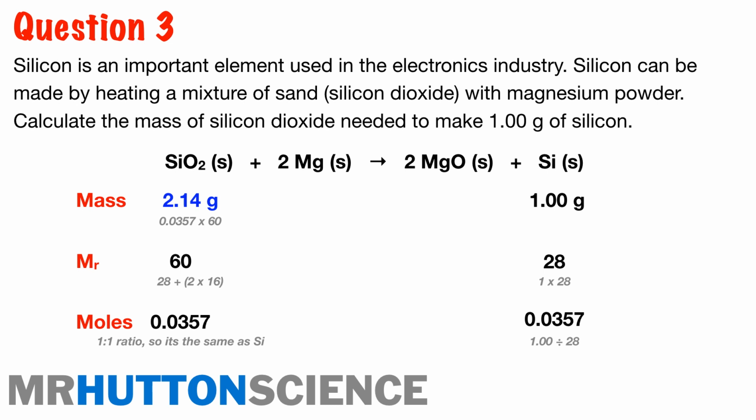Silicon is an important element used in the electronics industry. Silicon can be made by heating a mixture of sand, which is silicon dioxide, with magnesium powder. Calculate the mass of silicon dioxide needed to make 1 gram of silicon.